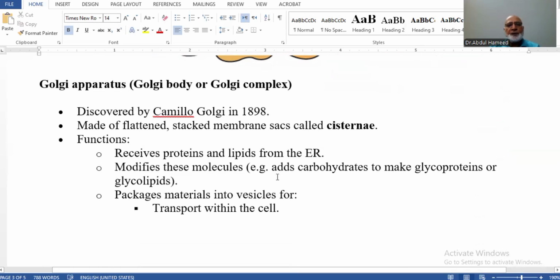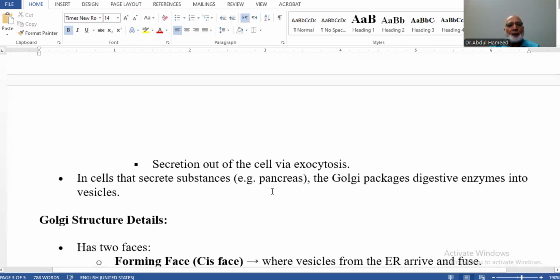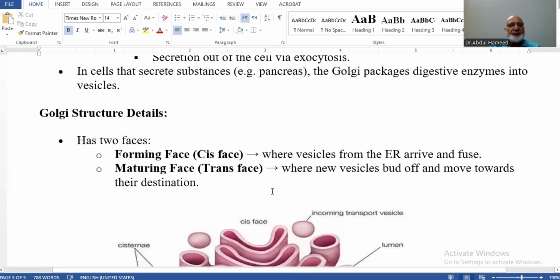modify these molecules, and may add carbohydrates to make glycoproteins or glycolipids. It packages material into vesicles for transport within the cell, or out of the cell through exocytosis, if that cell is meant for the production of certain secretions like enzymes in the case of the pancreas. In cells that secrete substances, the Golgi apparatus is well developed.